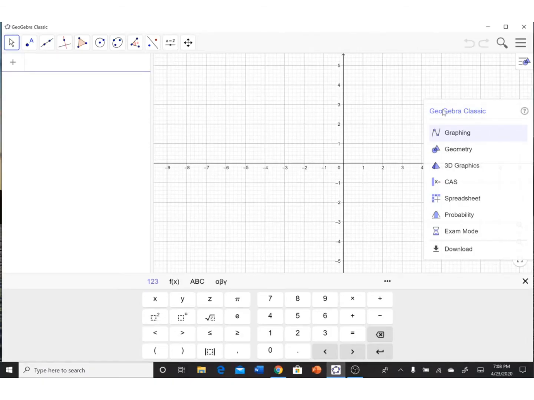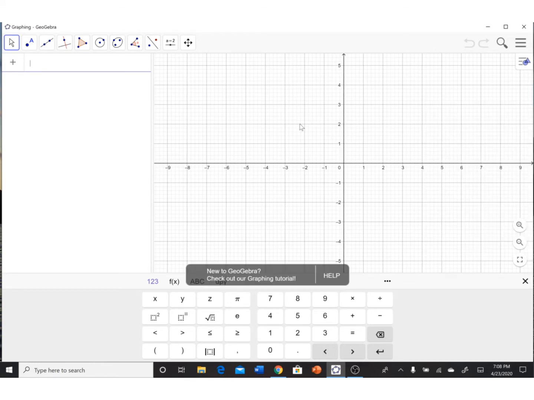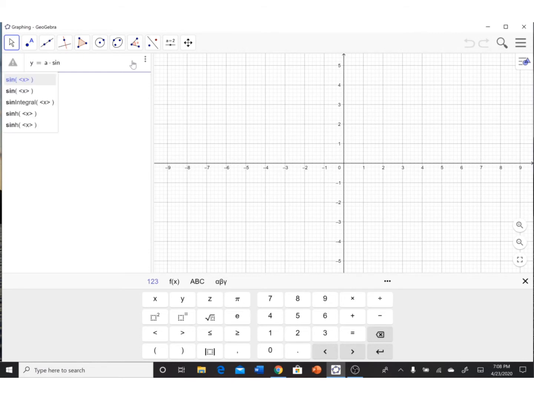First of all, you need to open Geogebra Classic. Go to Graphing, and then type in y equals a times sine. Don't forget times, because if you don't do that, it's going to assume it's arc sine. Trust me, I've tried it. Times b x minus c, and then use the arrow keys to get out of that, and then plus d.